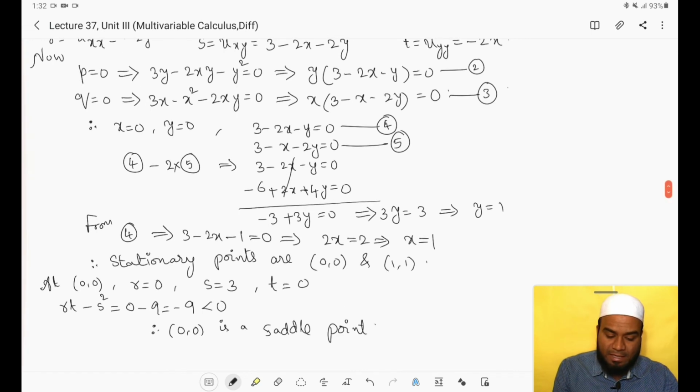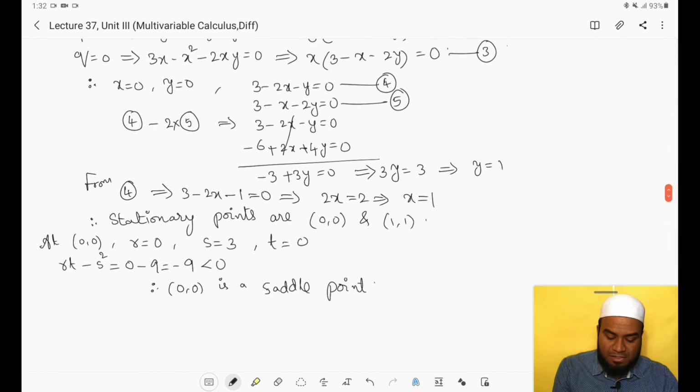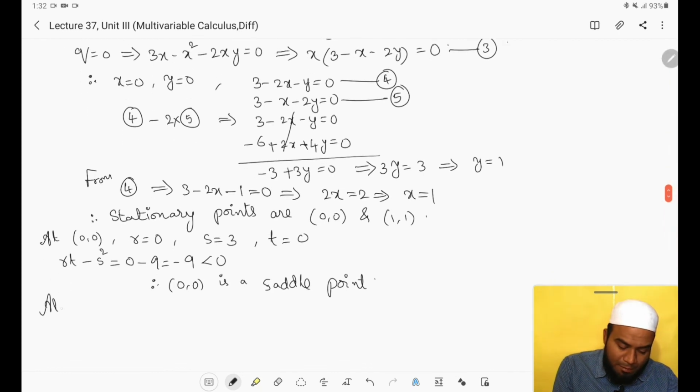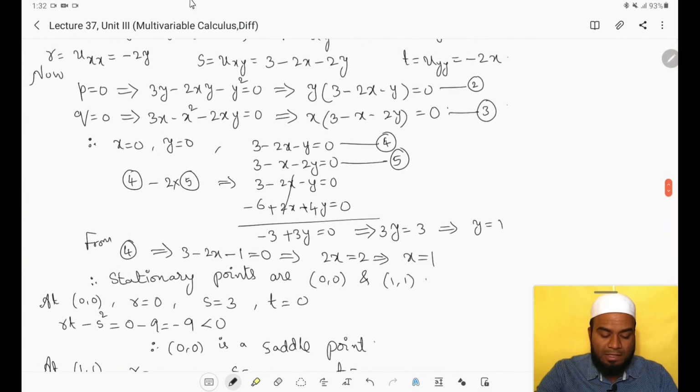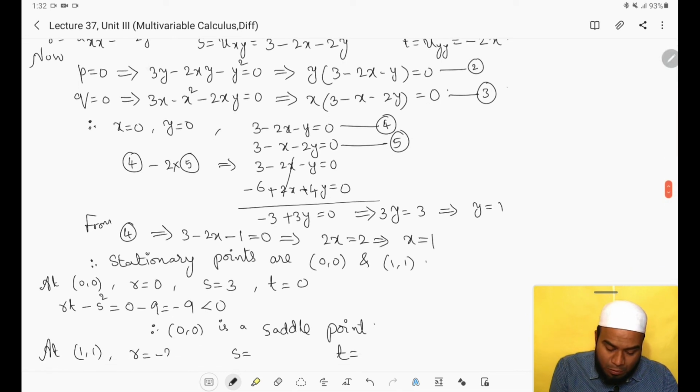Now we will consider the second point, which is (1, 1). So at (1, 1), what will happen with r, s and t? We have to see what r is. According to the calculation, r is minus 2y. So minus 2 into 1, so we will get minus 2 only.